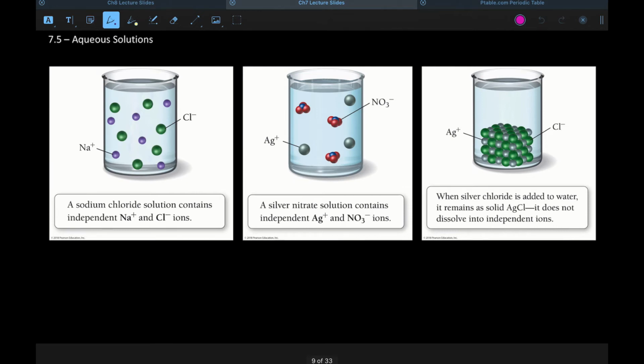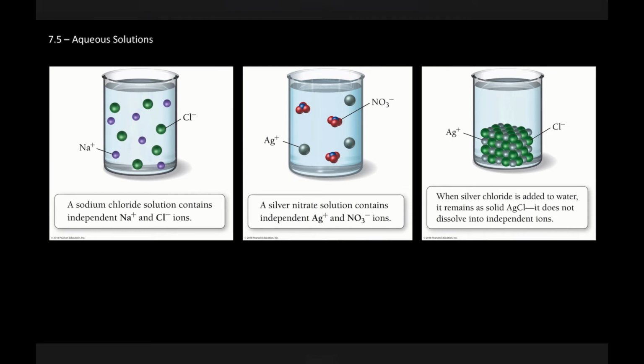Hello, Honors Chemistry, and welcome to Chapter 7, Section 7.5, where we talk about aqueous solutions. So we discussed previously that an aqueous solution has to be something dissolved in water. On the list of molecular compounds, molecular being the non-ionic compounds, that you're supposed to know are soluble in water, sugar would be one that you're supposed to know is soluble in water.